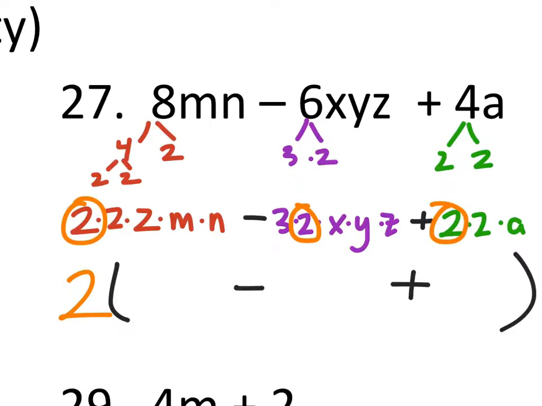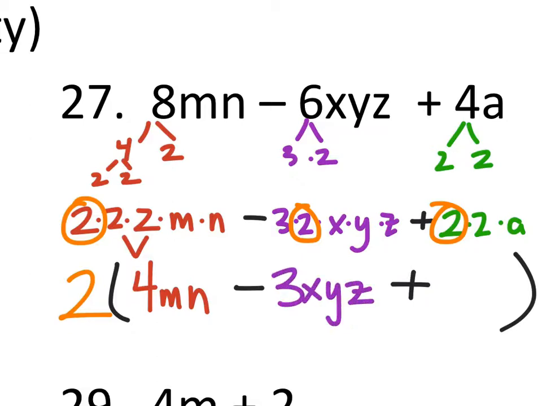So from here, we'll just combine those. We got 2 times 2 is 4mn. And then in purple, we got the 3, the x, the y, and z. Again, this is all multiplication. And then in green, you got the 2 and the a. So again, if I distributed that orange 2 into the parentheses, I would end up with the original expression up here at the top as 8mn minus 6xyz plus 4a. So it checks off. Again, it's equivalent. It's just shown in a different way. That's all.